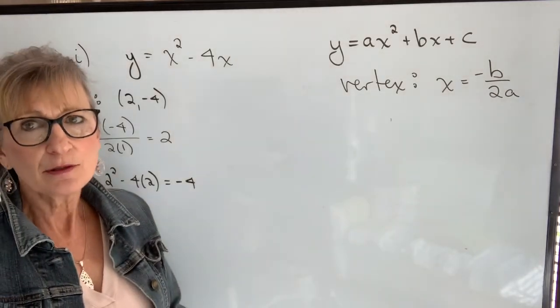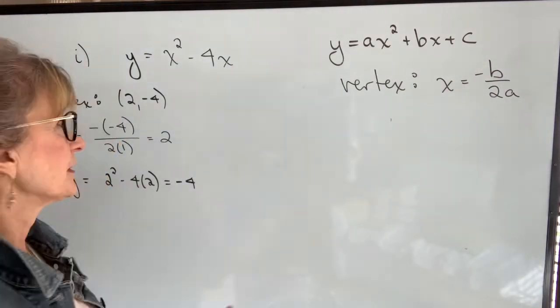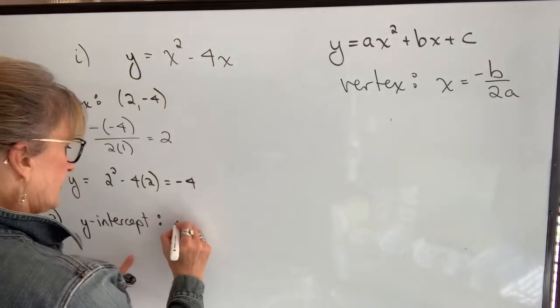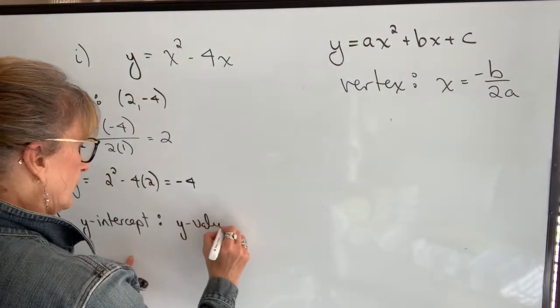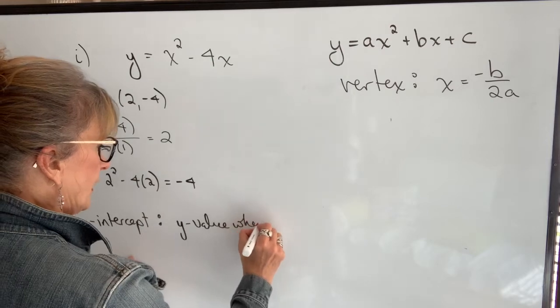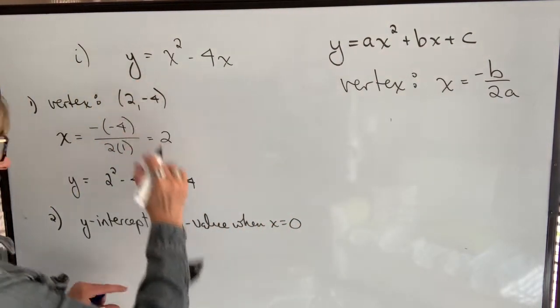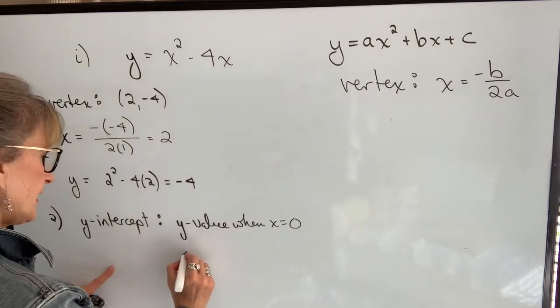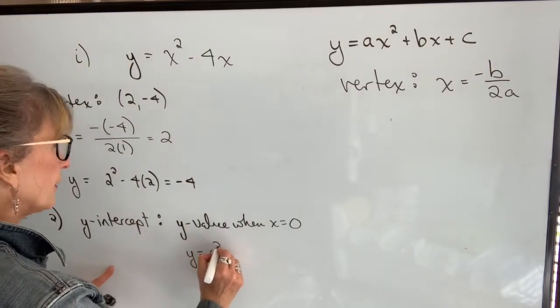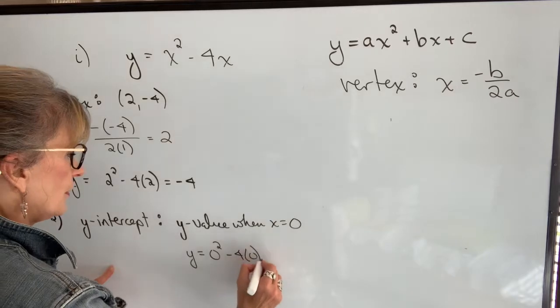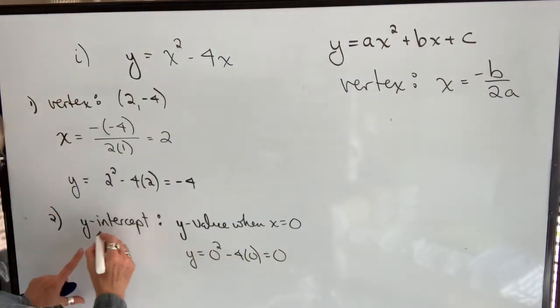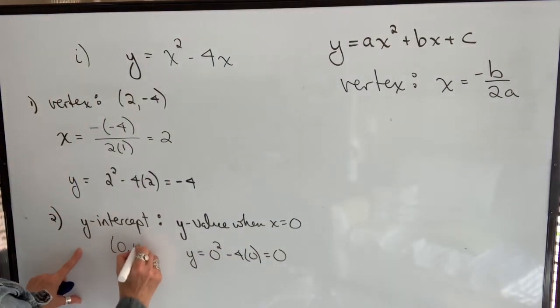My next step would be to find the y-intercept. The y-intercept is the y value when x is equal to 0. So it's very easy to find because you have y isolated. So the y-intercept in this case will be 0 squared minus 4 times 0, which is 0. So my y-intercept will be the point (0, 0).